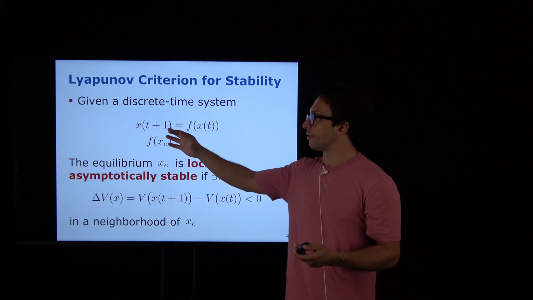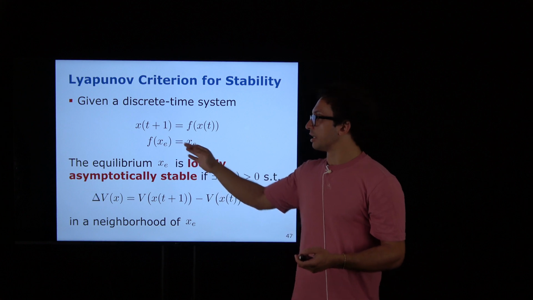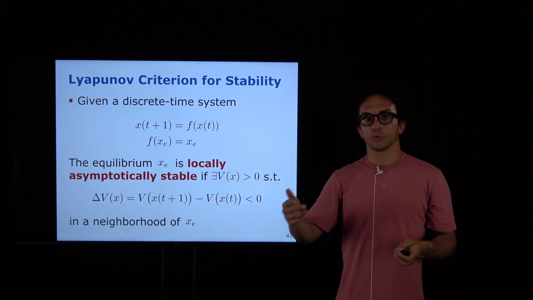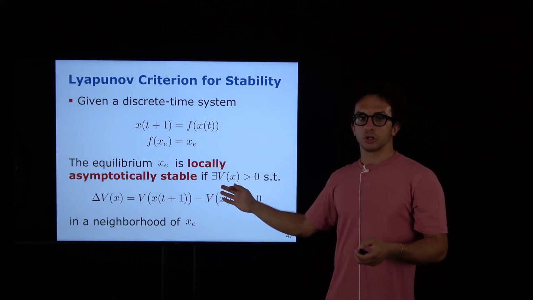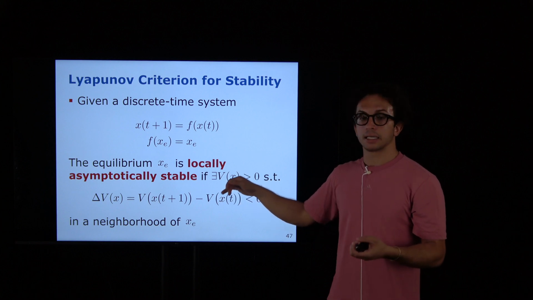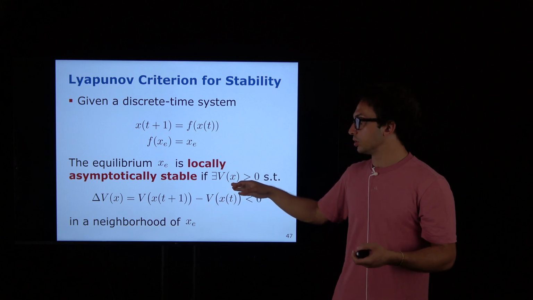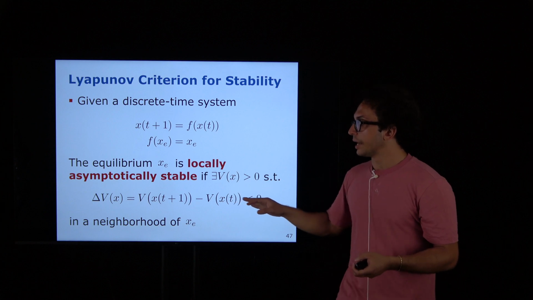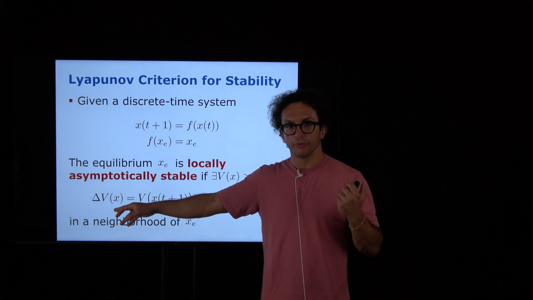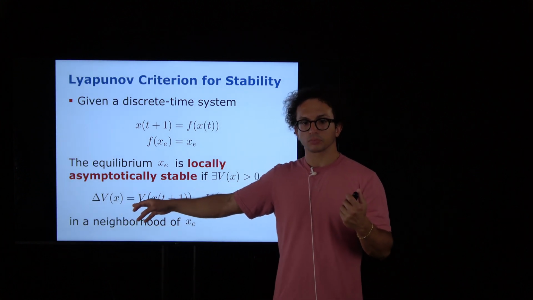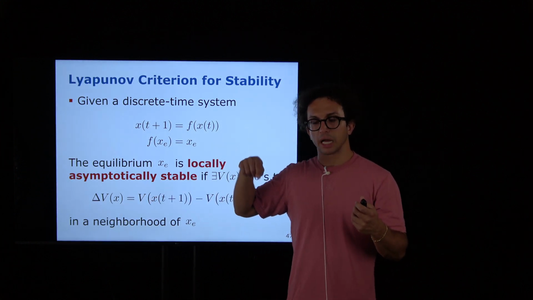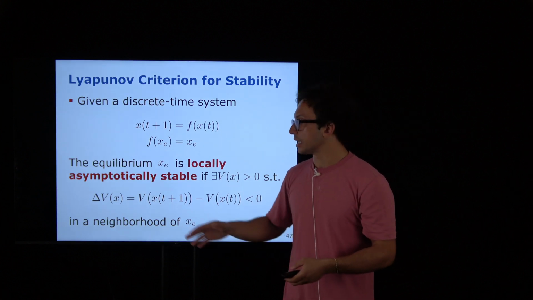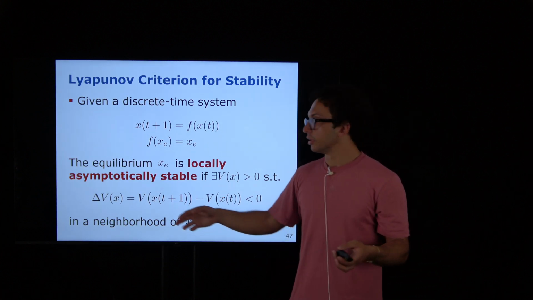So we have a system and we have an equilibrium point, and we say that this equilibrium is asymptotically stable if we have a function which is positive definite, exactly as the continuous time function, even if here we're talking about a discrete time function, or at least x is discrete time. And before we had that the time derivative of V has to be negative definite.